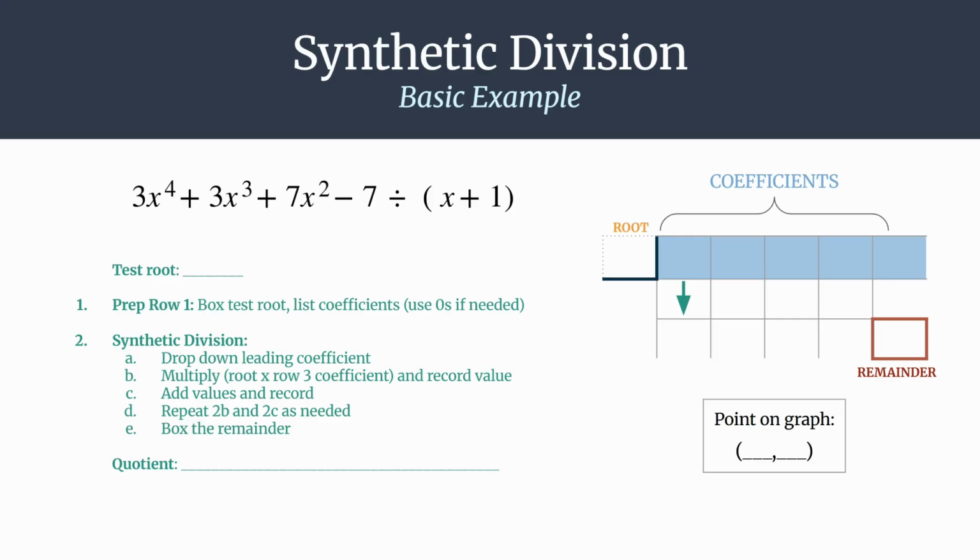So the first thing that we want to do is identify what is our root. Okay, so we get that from this binomial, and all you have to do is set it equal to 0. It's easy enough to see that test root is going to be -1.